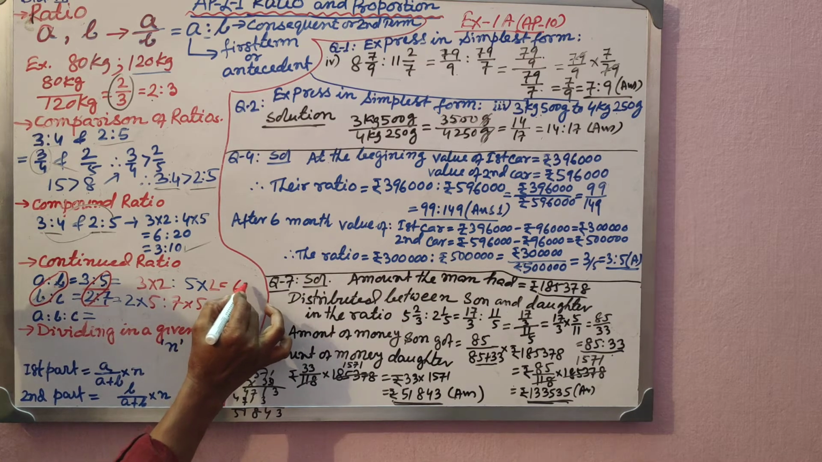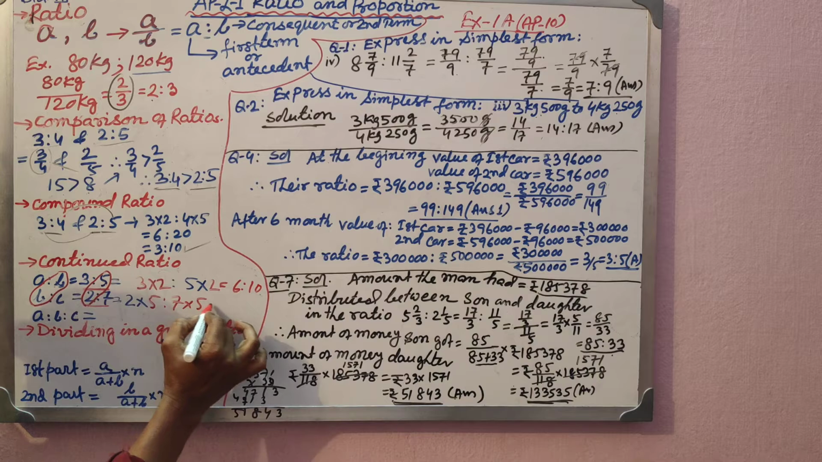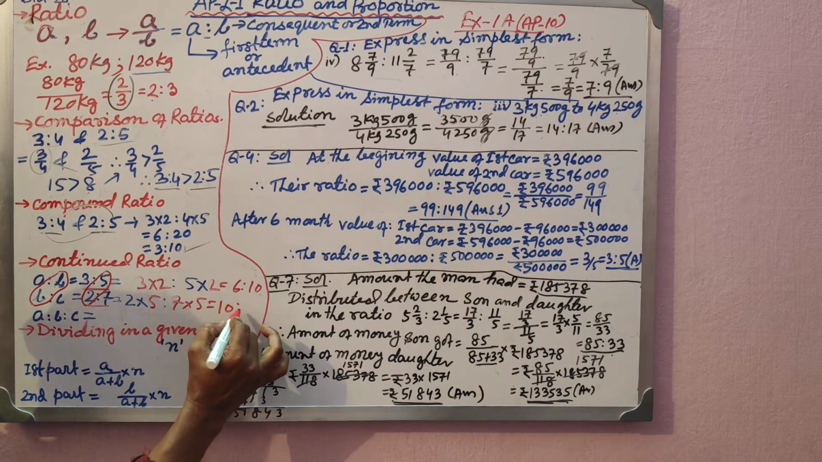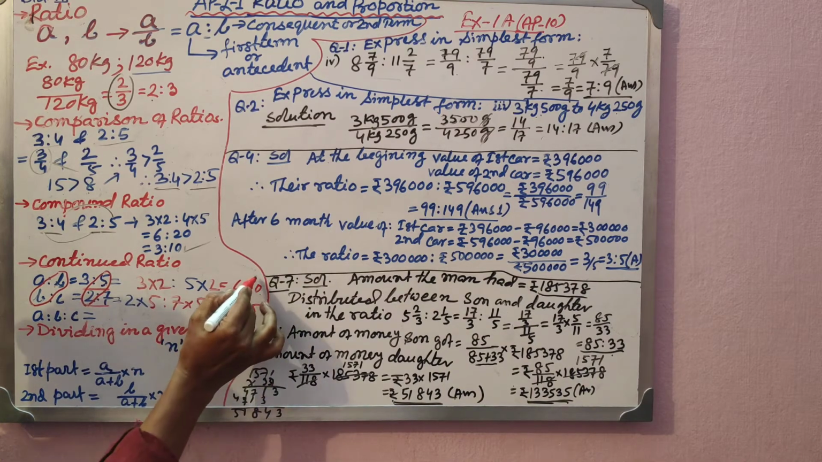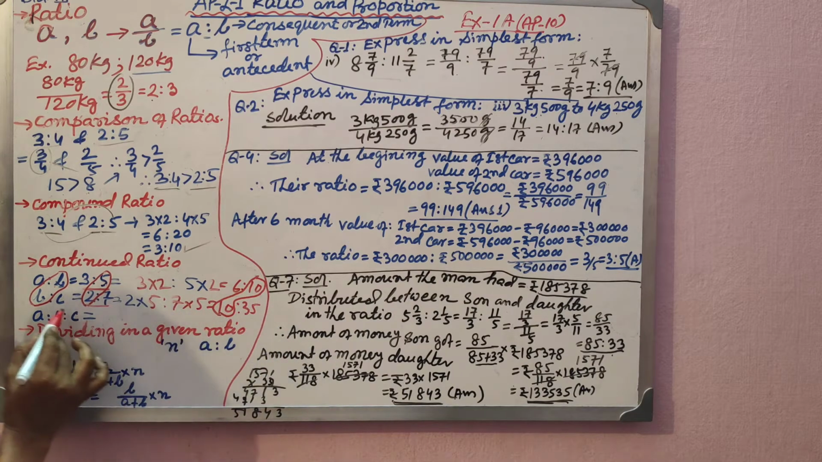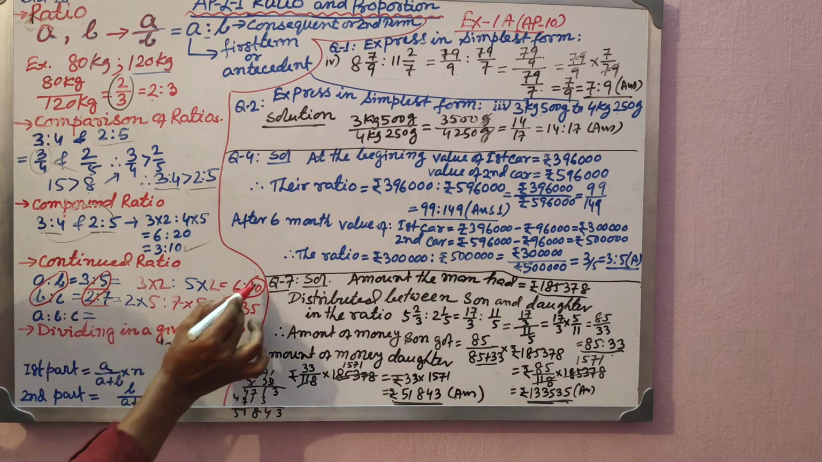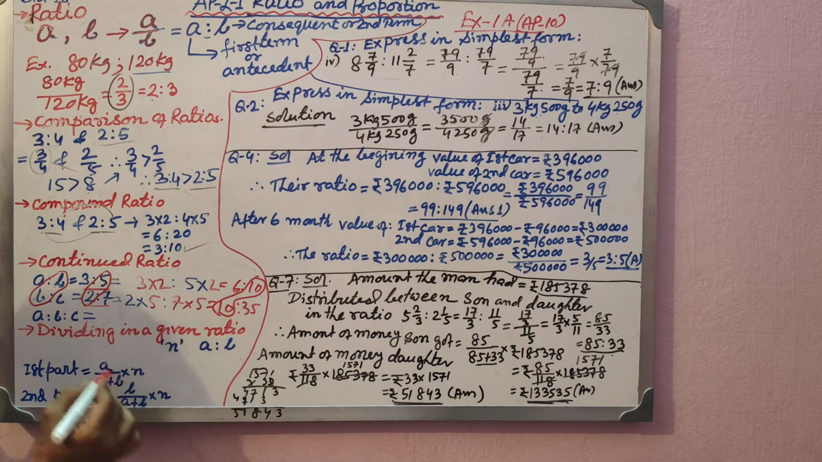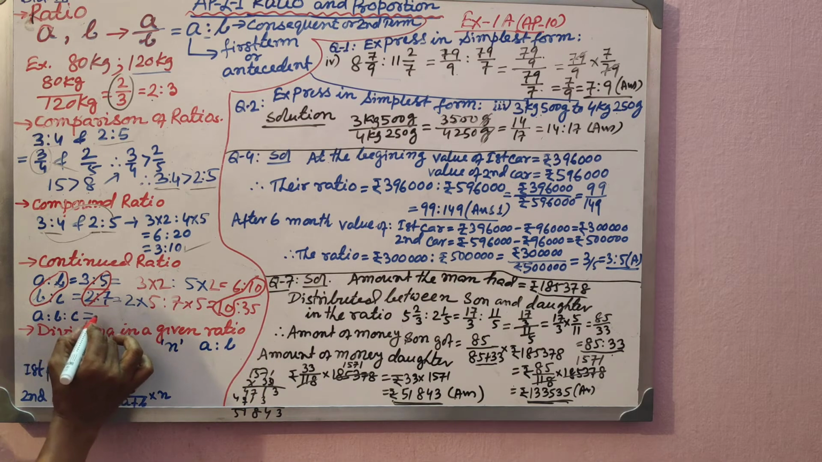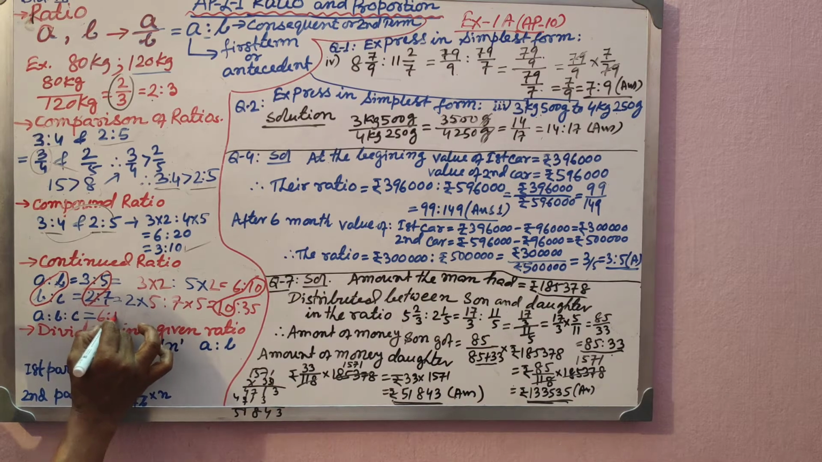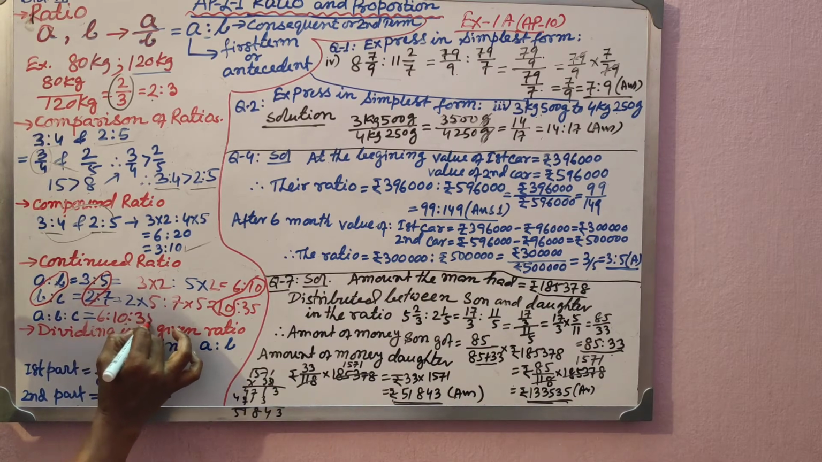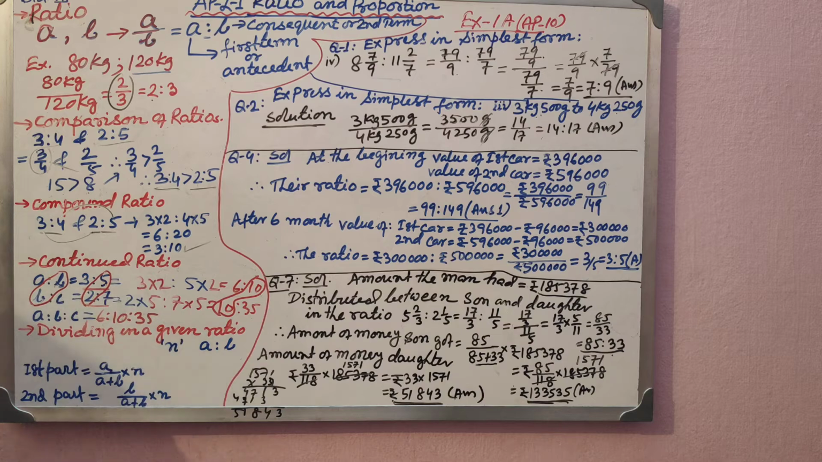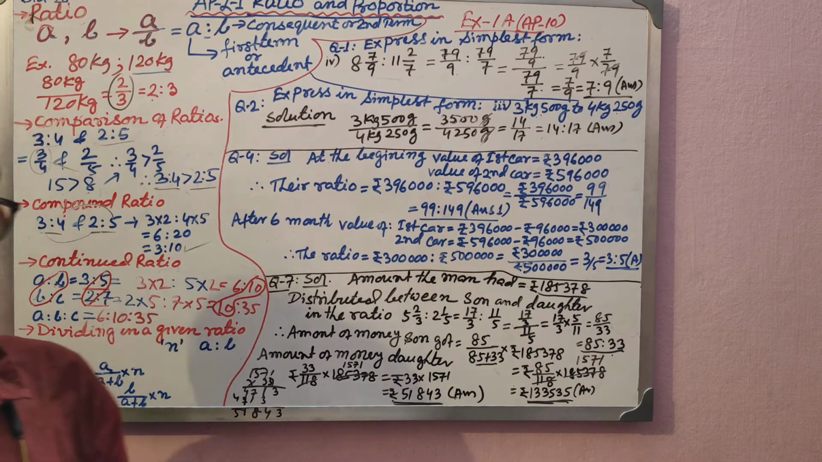So what is coming now? It is 6 to 10. And in this one, here also 10 is to 35. Did you find both the quantities the same now, 10 and 10? Here it is B and B, so this has to be the same. So now A is how much? 6. B is how much? 10 and C is 35. So A is to B is to C will be 6 is to 10 is to 35. Could you understand me? This is called continued ratio.